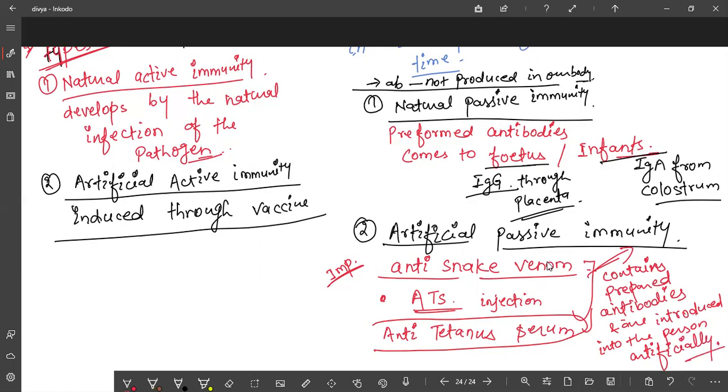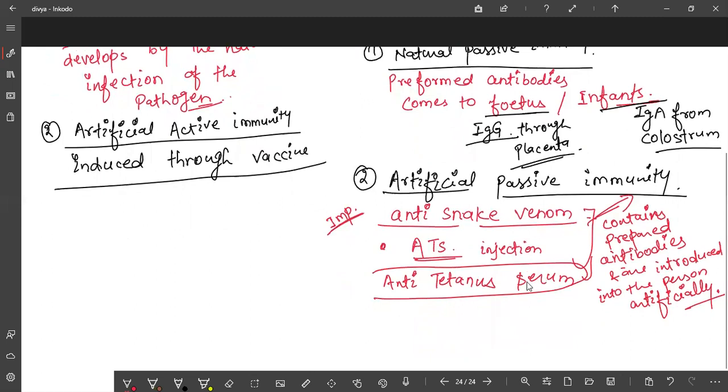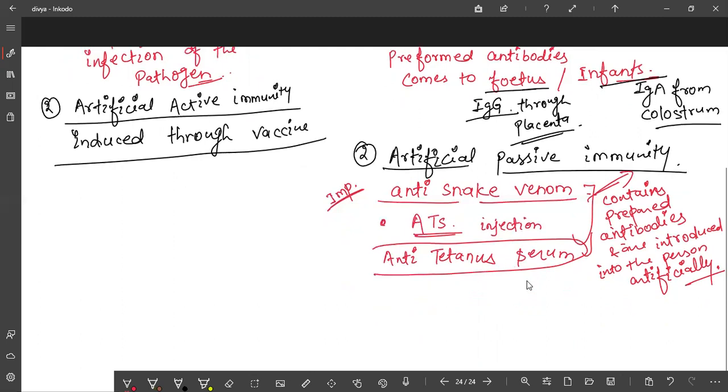Okay, so this contains prepared antibodies and they are introduced into the person artificially. So these two are examples of artificial passive immunity. So artificial active immunity, and this is artificial passive immunity. For artificial active immunity, you can simply write the example here: vaccination.